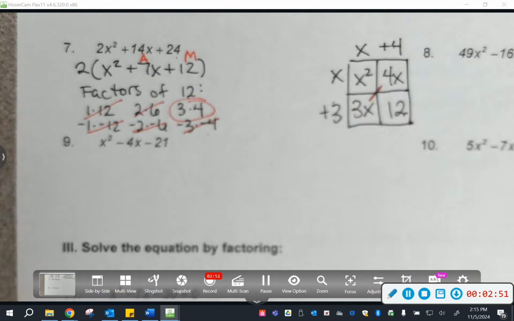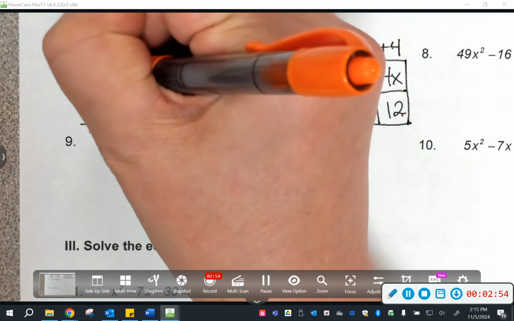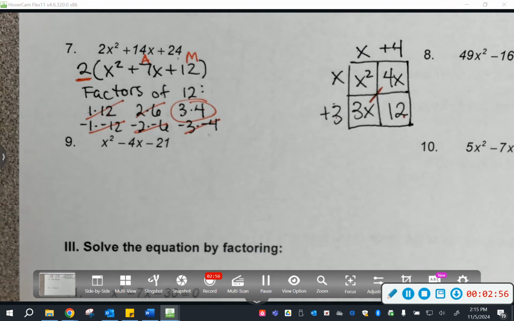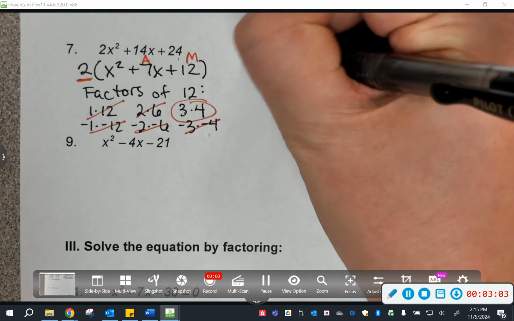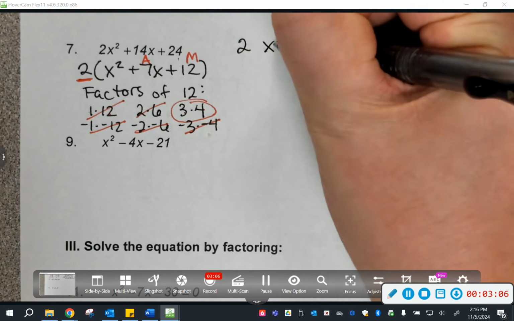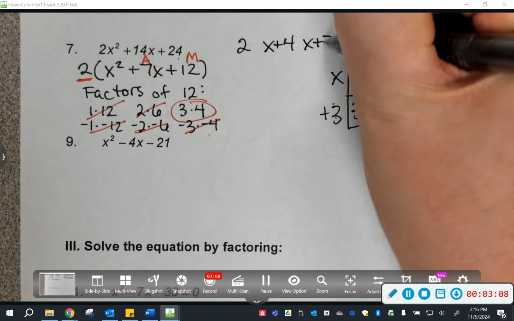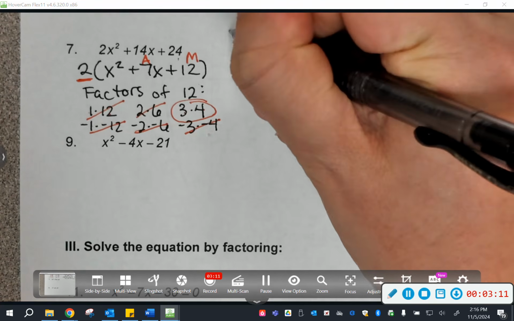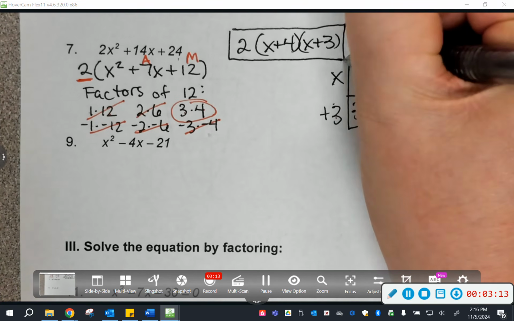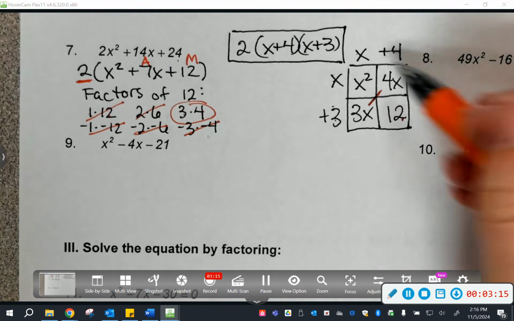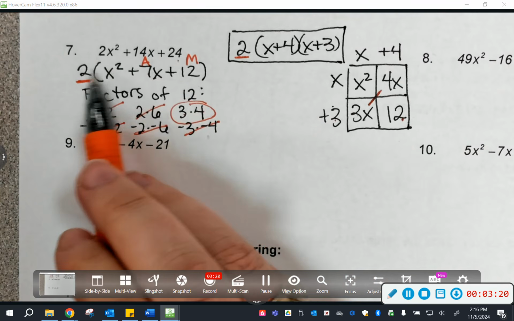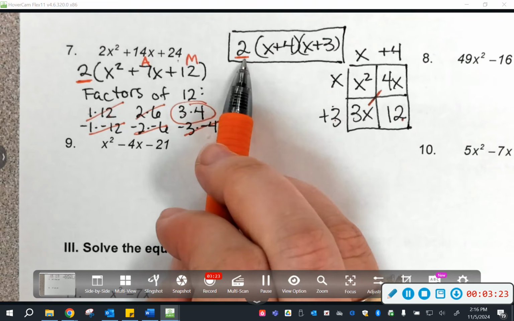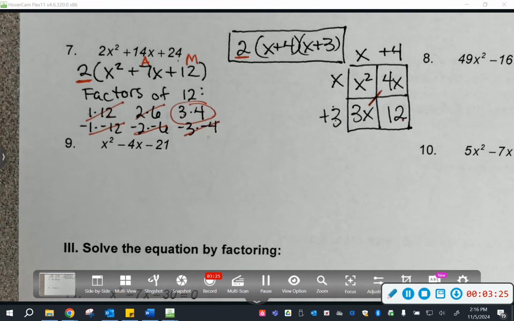But be careful, because you'll see that we have this value of 2 that we factored out. It's outside parentheses, but it didn't go away, so it must be included in our final answer, which is 2 times x plus 4 times x plus 3. So we see that we used our factors, and we also used the 2 that we initially took out. Again, we moved that outside. We did not take it away from the final answer.